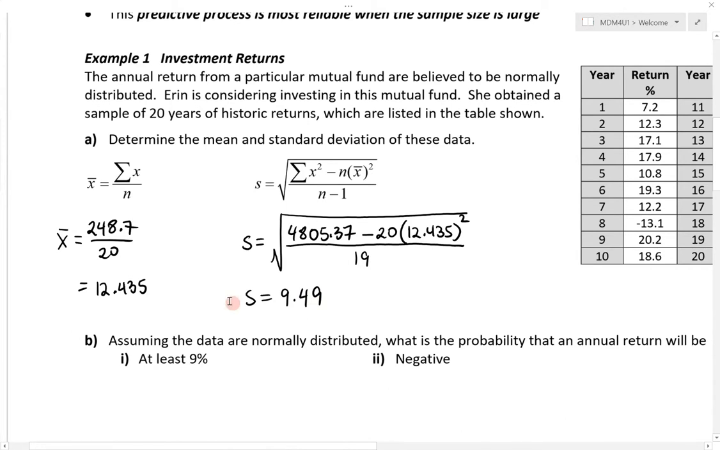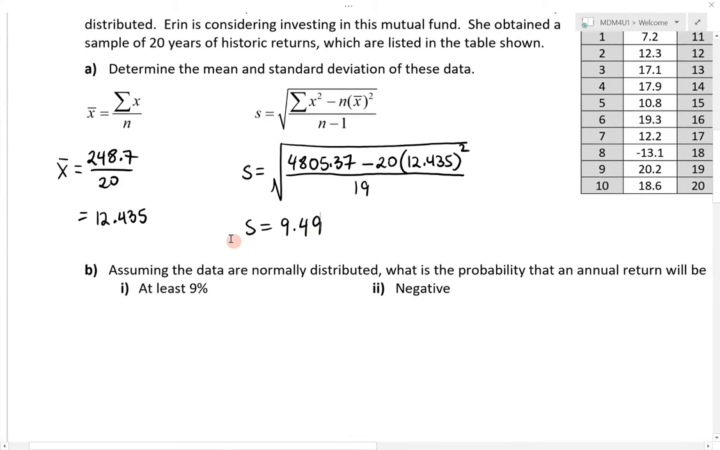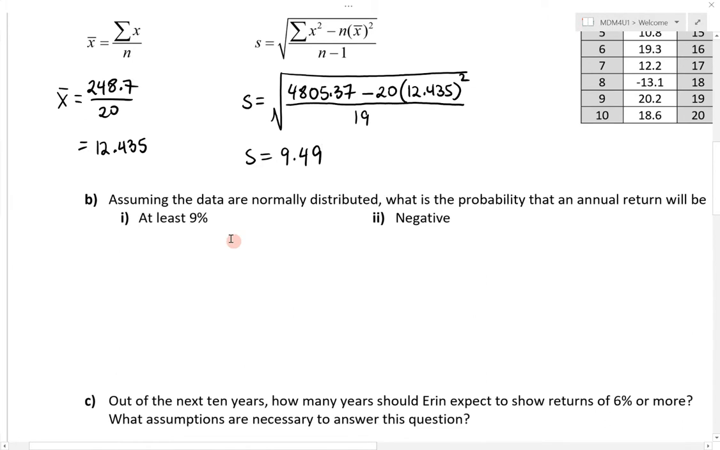So pretty simple. You just apply the formulas that you're given and find the mean value and standard deviation. Part B, assuming the data are normally distributed, what is the probability that an annual return will be at least 9%? To find the probability for at least 9%, I need the z-score. The z-score is equal to 9 minus the mean value, 12.435, divided by 9.49, which is our standard deviation, and that gives us a z-score value of negative 0.36.